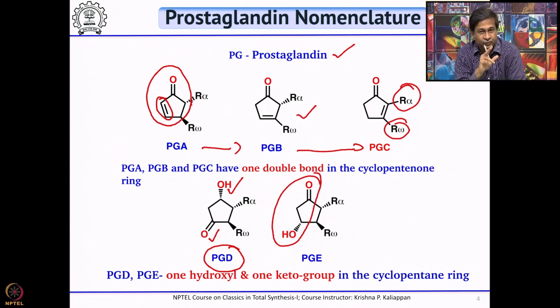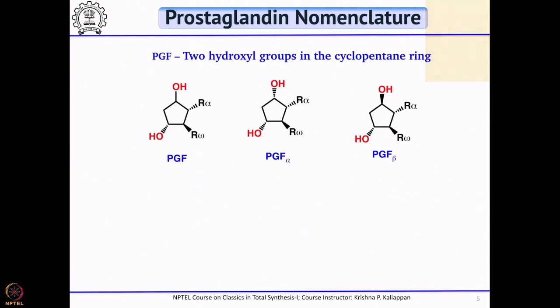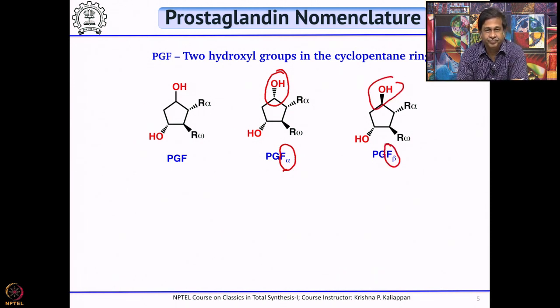Now we will come to the last category, that is PGF. What is PGF? Here, the ketone which was present in PGD and PGE is reduced. In other words, you have two hydroxyl groups in the cyclopentane ring. They are called PGF. When you read the literature, you will see PGF alpha, PGF beta. What does it mean? It refers to the stereochemistry of the hydroxyl from the ketone you reduced. If it is alpha, then you write PGF alpha. If it is beta, then you write PGF beta. That is how the names are given for prostaglandins.